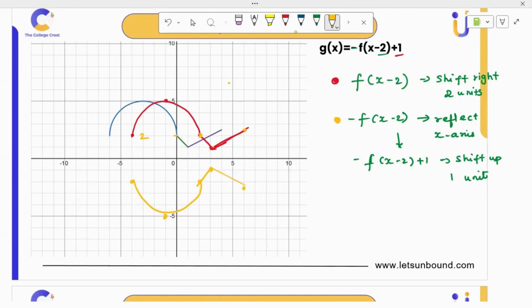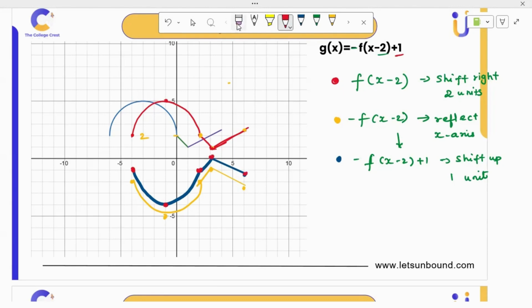So done. Next is, let me take blue color for this. Shift 1 unit. So very simple. This will go here, this will go here, this will go here, this will go here. 1 unit we are shifting up. This will go to 1.5. Then you sketch it. Smooth curve, straight line, and a straight line. Okay. So the blue is the final version of the graph.